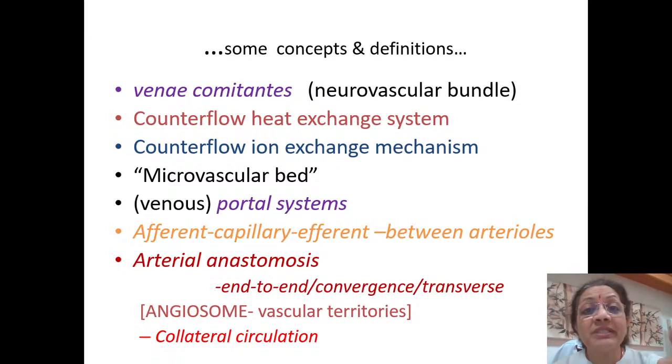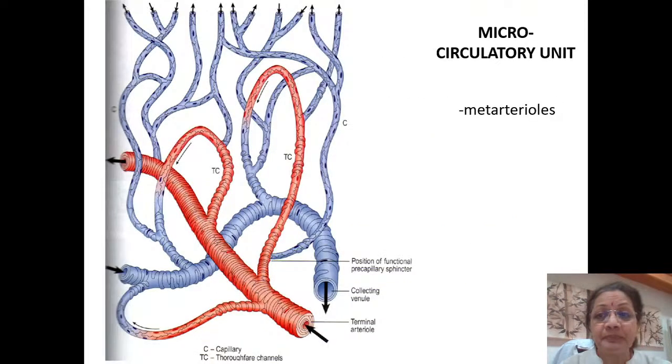You remember collateral circulation is an important phenomenon. It's provided in many areas. In some vital organs, it's not provided at all. We need to know which is which, and we need to know what to do if any disease happens.